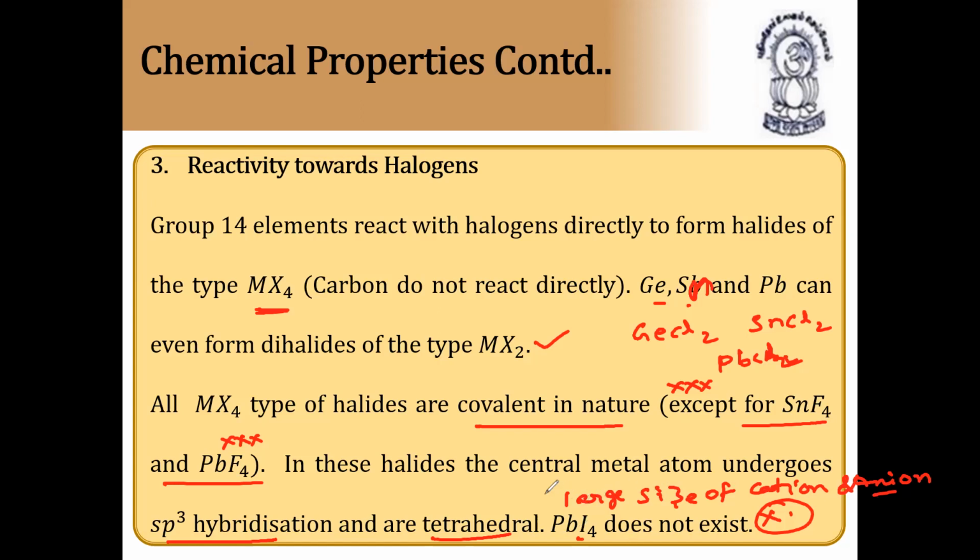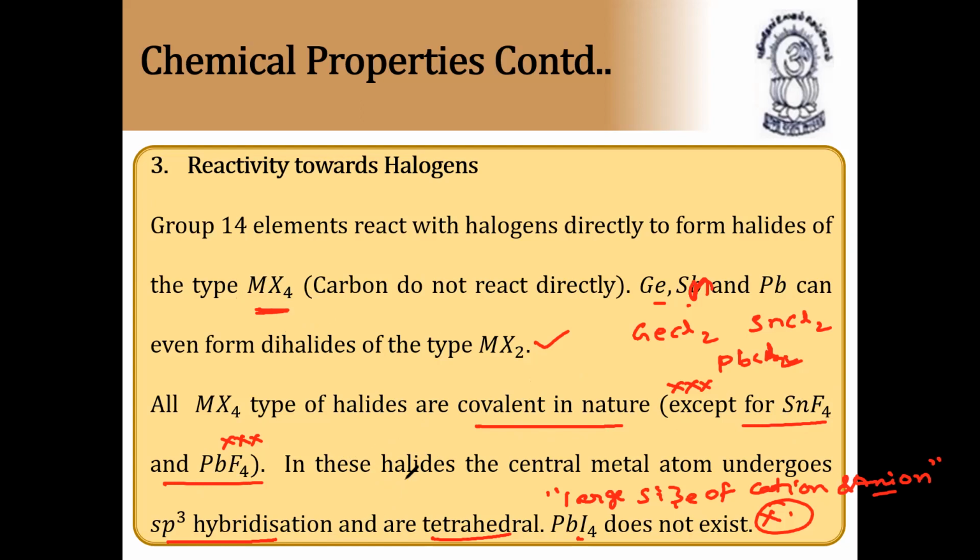So these exceptions are very, very important. Make a note of this, because they'll ask in the examination exceptions only, not only from this chapter but from all the inorganic chemistry topics. So in these halides, the central metal atom undergoes sp3 hybridization, and SnF4 and PbF4 are ionic because fluorine is the most electronegative atom and tin and lead are electropositive. So automatically they form ionic compounds, and the rest all form MX4, and these MX4 type halides are covalent in nature. So PbCl4 is covalent.